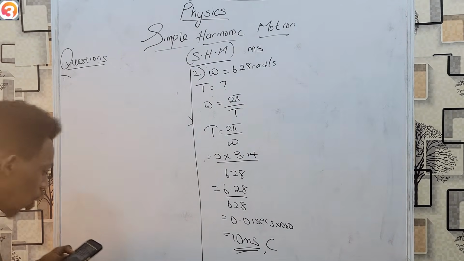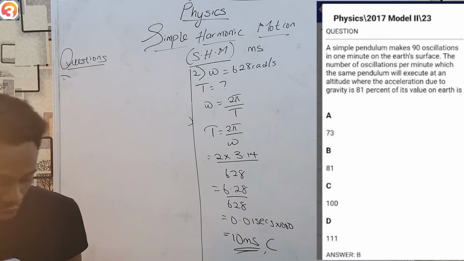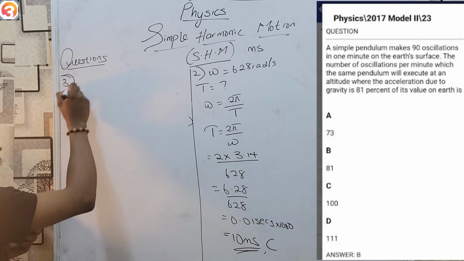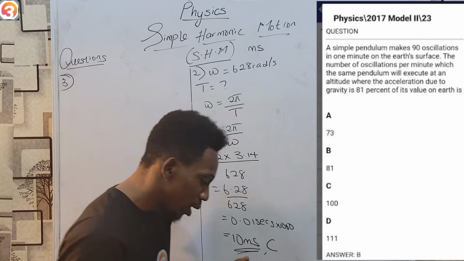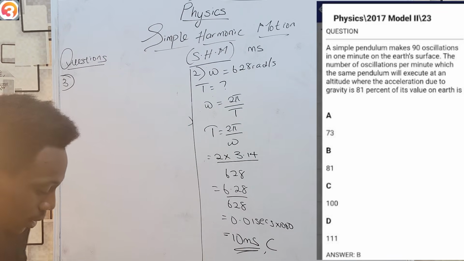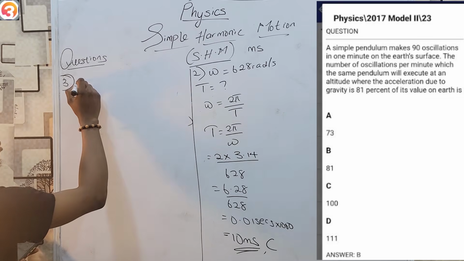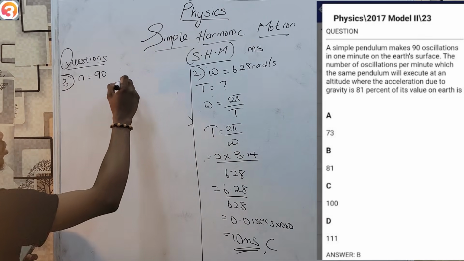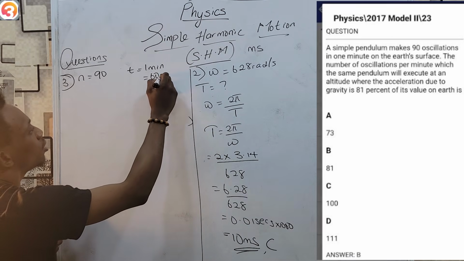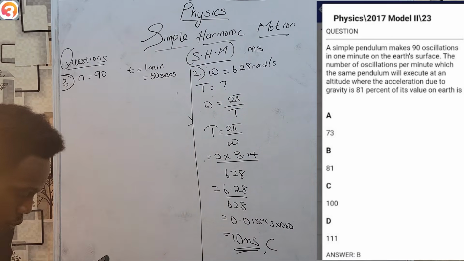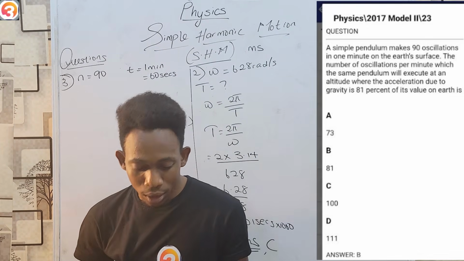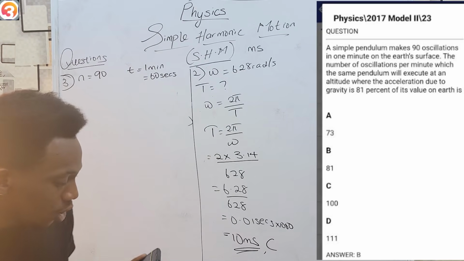Now, this one comes from the year 2017, Model 2, and the question number is 23 on our O3 Schools JAMB app. So the question goes, a simple pendulum makes 90 oscillations in 1 minute on the Earth's surface. Makes 90 oscillations in 1 minute. And we know already that a minute is 60 seconds.